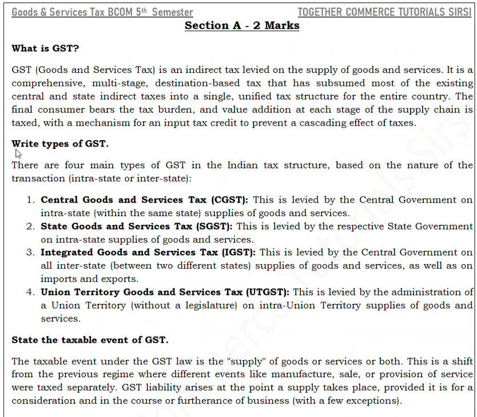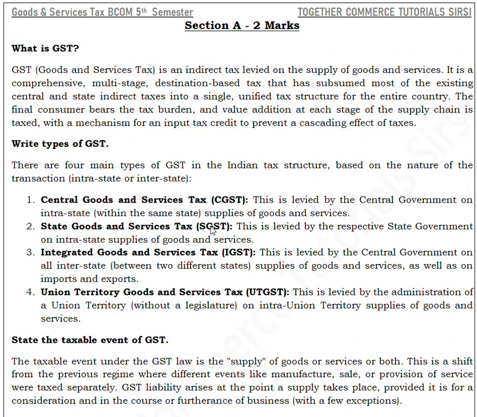Question number 2. What are the types of GST? There are 4 main types of GST in the Indian tax structure based on the nature of the transaction, that is intrastate and interstate. The first type of GST is CGST, that is Central Goods and Services Tax. This is levied by the central government on the intrastate, that means within the same state, supplies of goods and services.